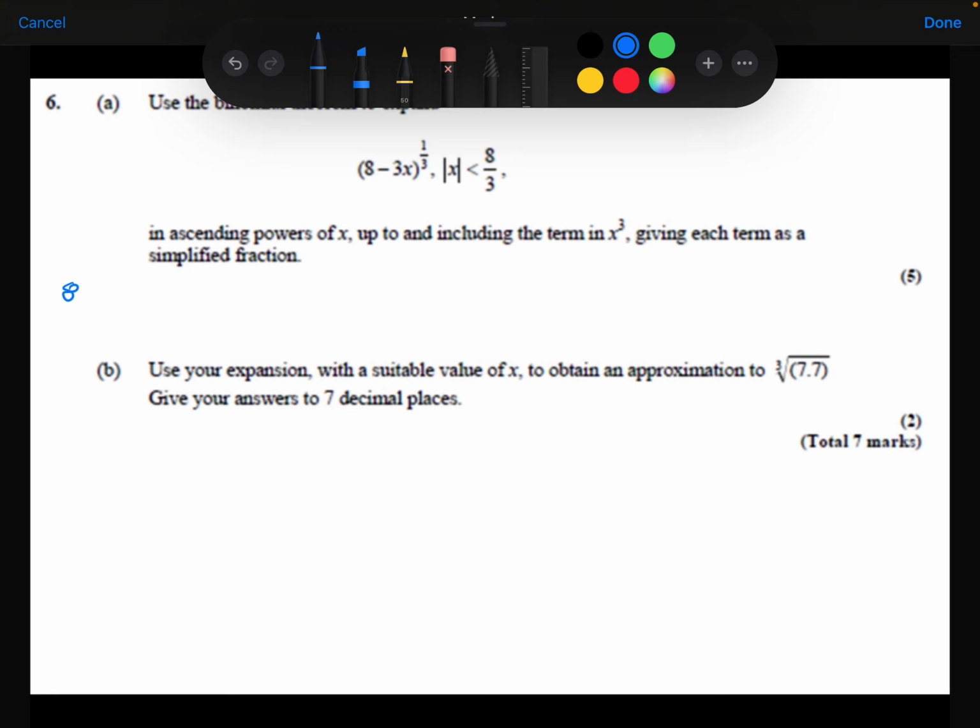If I factorise the 8 outside, I'll get 8 to the power of 1/3, because even though I've taken the 8 outside of the bracket, it will still need to be to the power of 1/3. The 8 divided by 8 is 1, and then the 3x divided by 8 is 3x over 8. Now, 8 to the power of 1/3 means the cube root of 8, which is 2. So I can replace that with the 2.